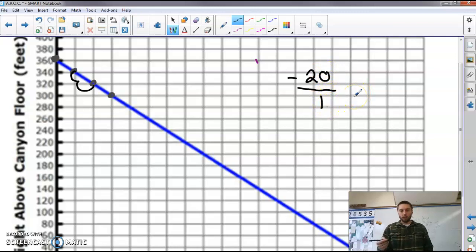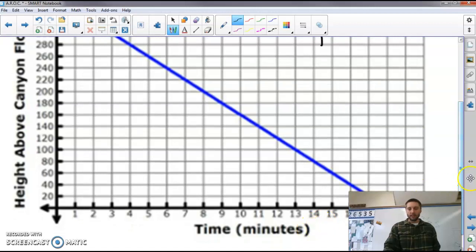Now, here's what we want to do today. Let's put some units on this. So we know the y value goes on top. So what are the units of the y value? Well, I see them right here. It says feet. All right, so 20 feet is how far I went down. And then what's the change in the x value? So if I scroll down, oh, it's in minutes.